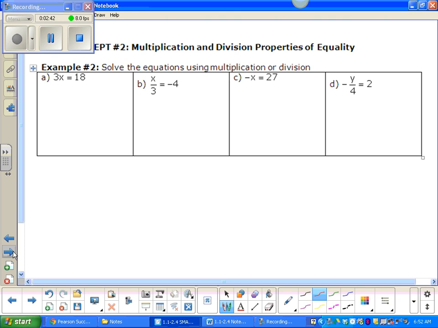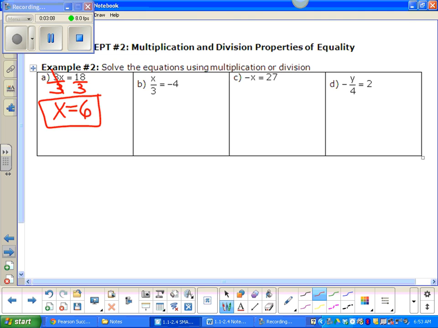With multiplication and division, it's the same idea. For our first one, we have 3 times x equals 18. Well, the inverse of multiplication is division. So to get rid of the 3, I'm going to divide. 3 divided by 3 on this side cancels to 1, so I'm left with 1x. 18 divided by 3 is 6, so I have x equals 6.